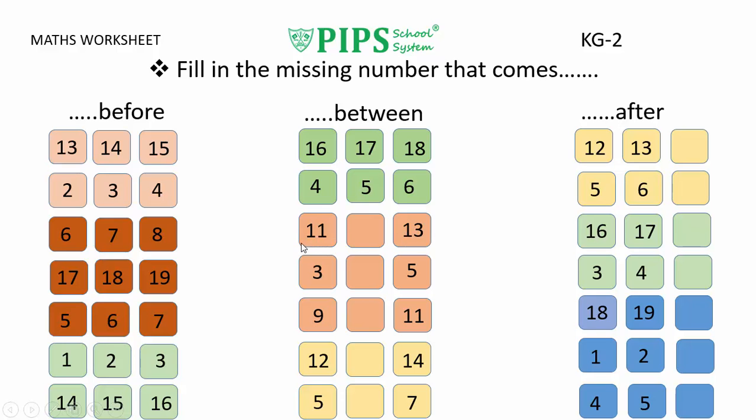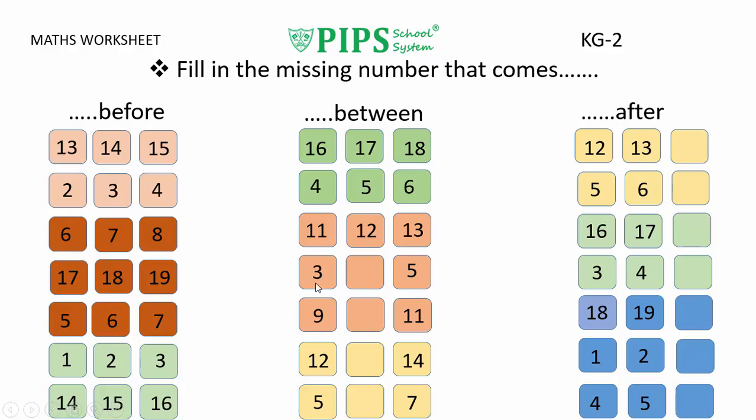Let us find the number which comes between 11 and 13. Start counting from 11, 12. 12 comes between 11 and 13. So we will write the number 12 in the empty box like this. Students, read with me. 11, 12, 13.